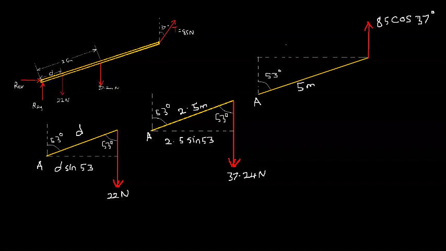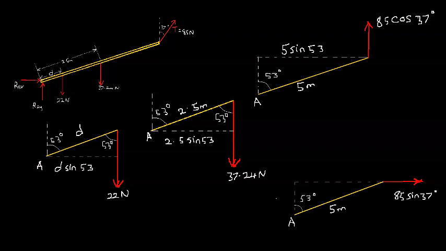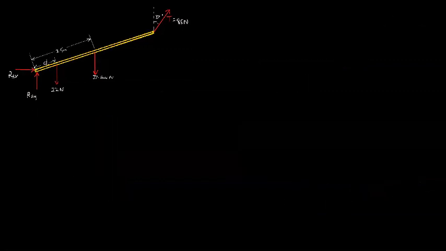The next torque is due to the vertical component of the tension, which is equal to 85 cos 37 degrees, and its perpendicular distance from hinge A is equal to 5 sin 53 degrees. It's a positive torque since it turns the rod in an anti-clockwise direction. The last torque we're going to consider is due to the horizontal component of the tension, which is equal to 85 sin 37 degrees. Its perpendicular distance from hinge A is equal to 5 cos 53 degrees. And this torque is clockwise, so we take it as negative.